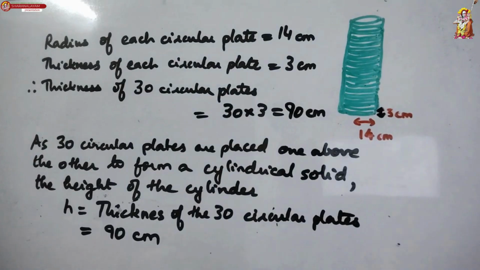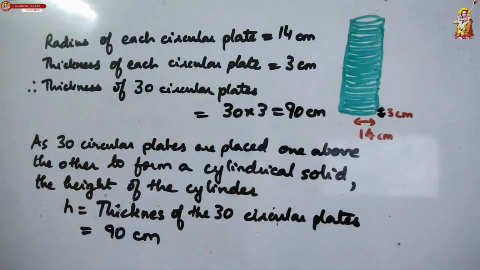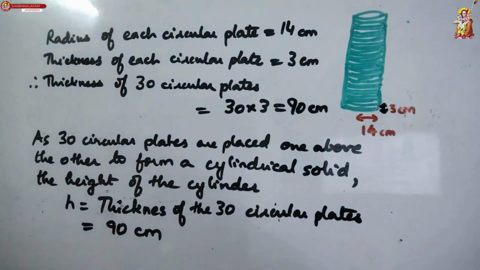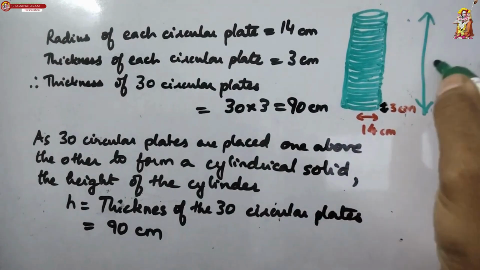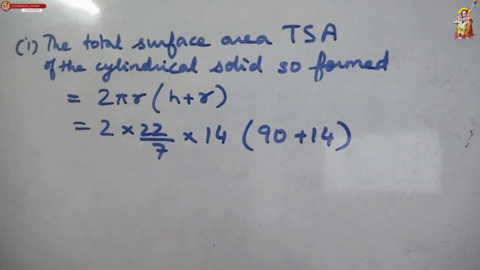So if thickness of each plate is 3 centimeters, the thickness of 30 such plates will be 30 into 3, 90 centimeters overall. As 30 circular plates are placed one above the other to form a cylindrical solid, the height of the cylinder will be the thickness of the 30 circular plates, which is 30 into 3, 90 centimeters. So for the first question, we have to find out the total surface area of the cylindrical solid.